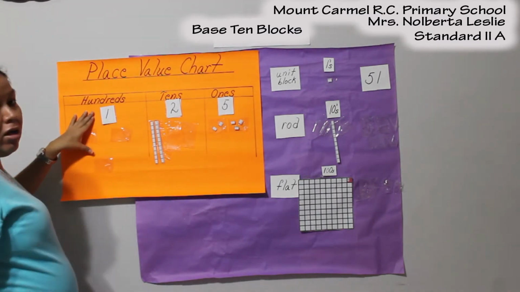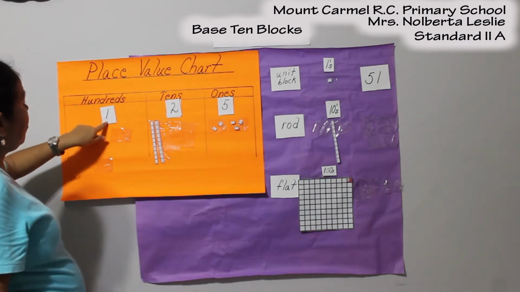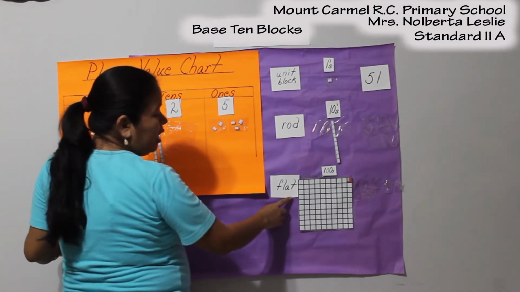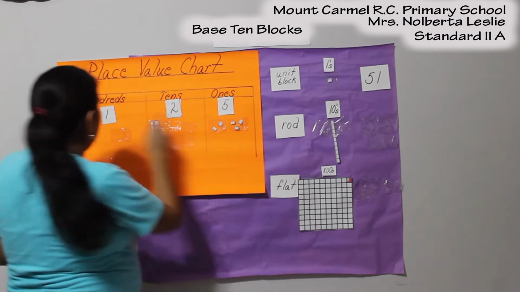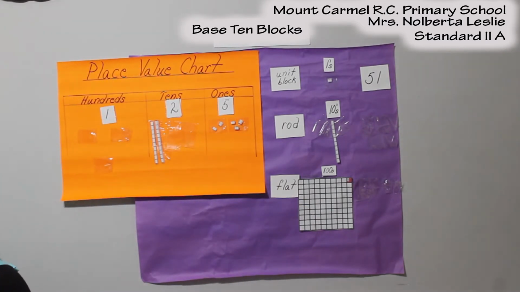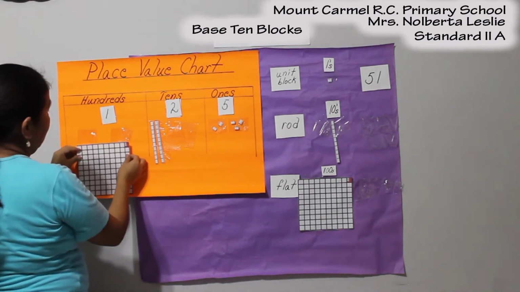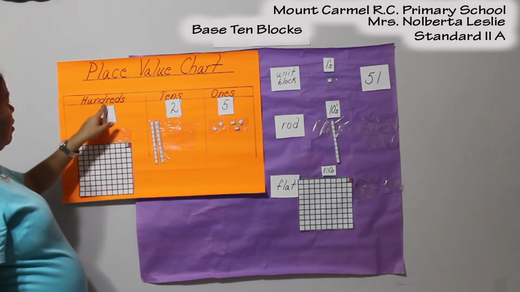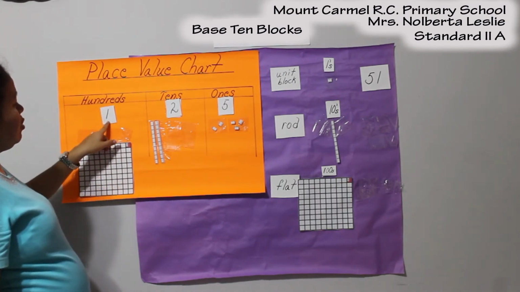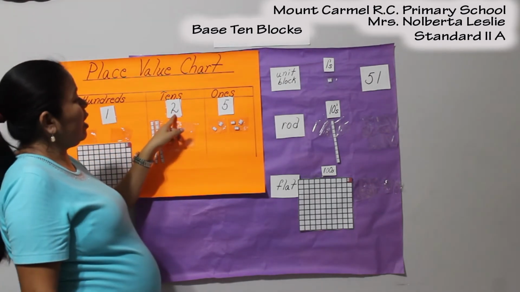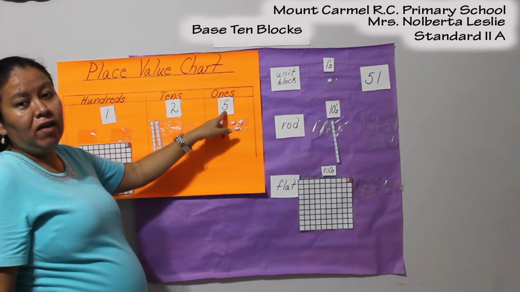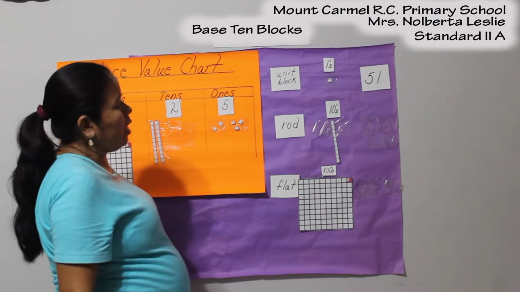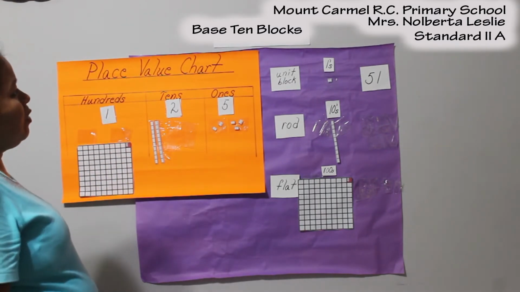Then now, do I have something under my hundreds place? Yes, I have the number 1. So how many flats will I be needing? I will only be needing 1, right? 1, because it's only 100. So here I have 1 flat representing 100, 2 rods representing 2 tens, and 5 unit blocks representing 5 ones. And this is how we're able to use the base 10 block to help us with place value.